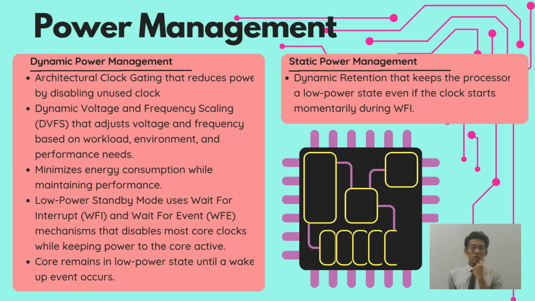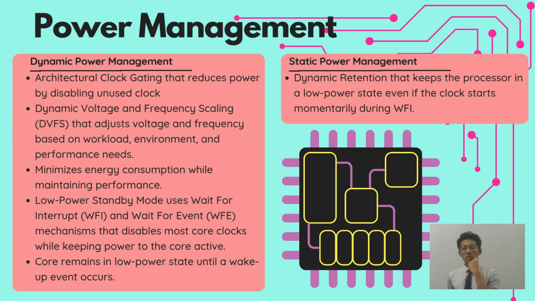Last but not least, we have the power management of the Cortex-A78C. The three things that will be discussed are the power management features and the voltage and power domain management. First, there are two types of power management, the dynamic and the static power management. The first dynamic power management feature is architectural clock gating. It works by disabling unused clocks in the processor to reduce power consumption. The next feature is dynamic voltage and frequency scaling, DVFS. It adjusts the voltage and frequency based on the workload, environmental conditions, and the required performance. This allows for minimum energy consumption while maintaining the desired performance.